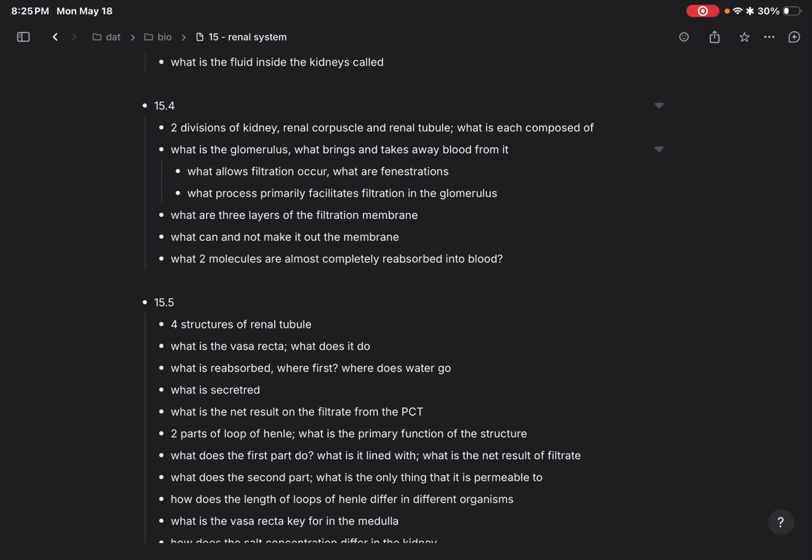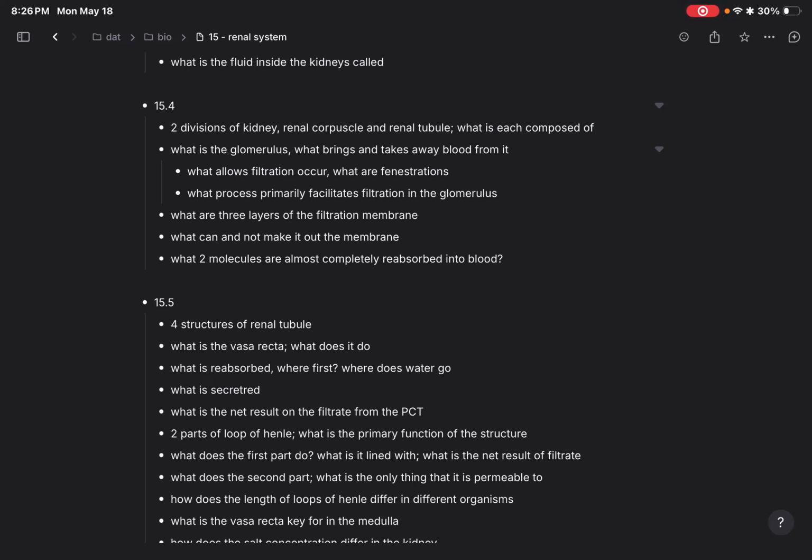It's not proximal, it's distal. There's the distal convoluted tube, and then the... what's the name for it? What's the word for that? Like dorsal? No, not dorsal. It's visceral? No, not visceral. Yeah, I don't remember the name.